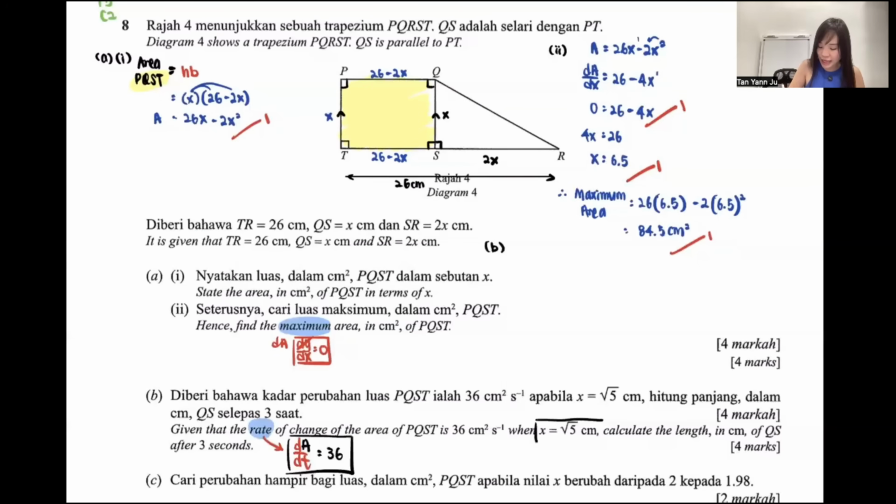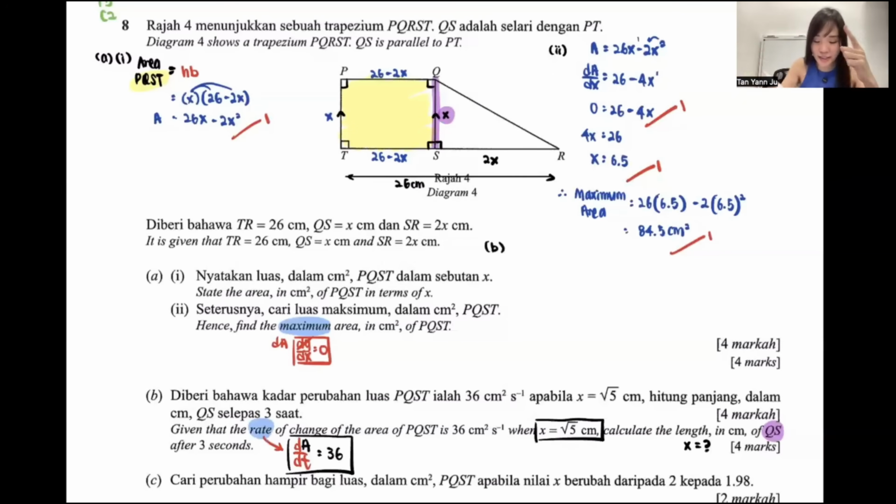Then now they tell me the x is root 5, okay? Now they say calculate the length of QS. So QS is this purple color one. And the purple color one called what? X. That means this question wants to find the X, okay? After 3 seconds.